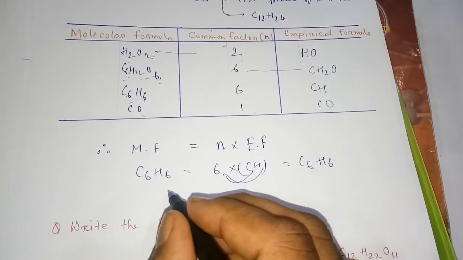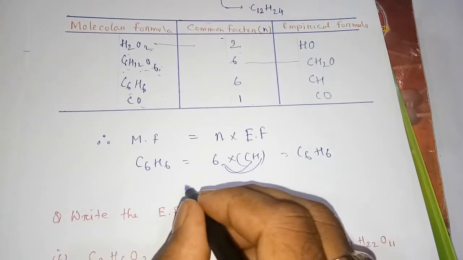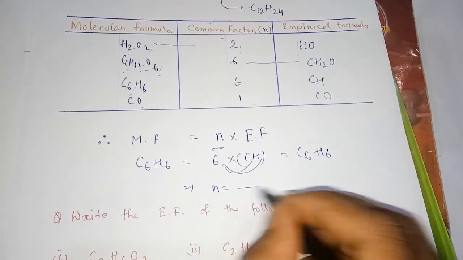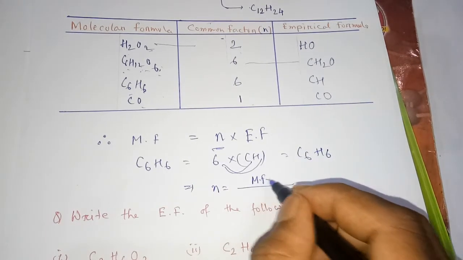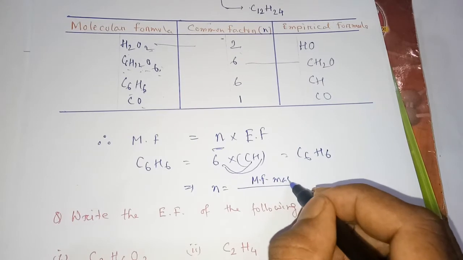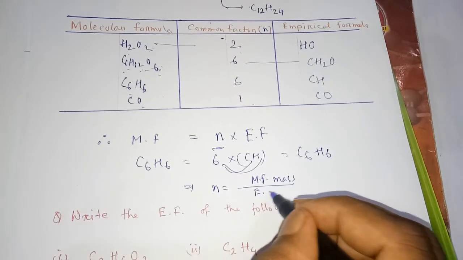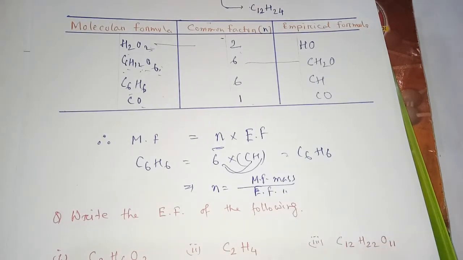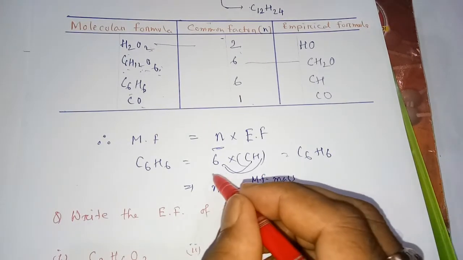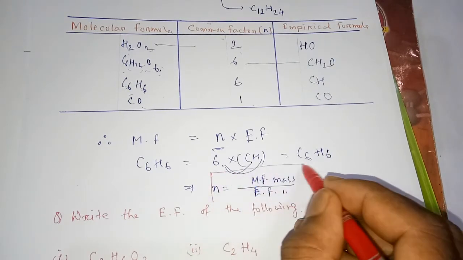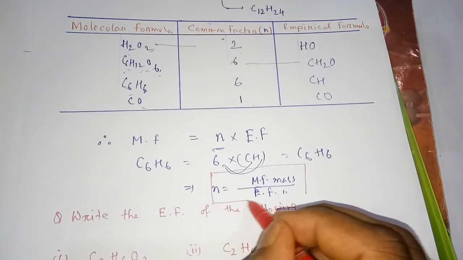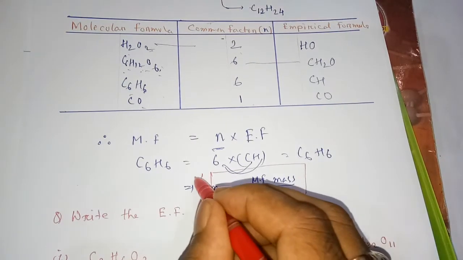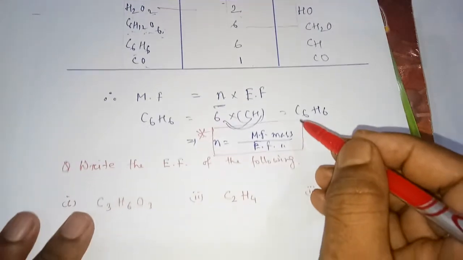So in total what you require to learn, this is N equal to molecular formula mass by empirical formula mass. So this is what is called N. N we require to remember, N is nothing but molecular formula mass divided by empirical formula mass. So this formula you require to know.